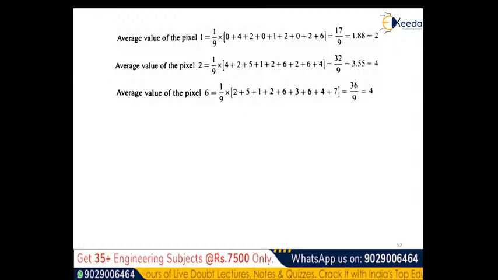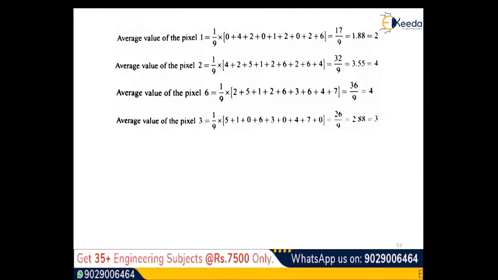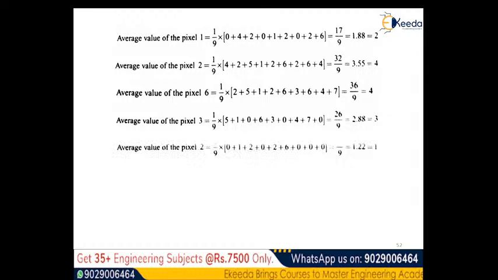The average value of the pixel represented by 6, the addition comes out to be 36 divided by 4. It comes exactly equal to 4. No need of rounding the value here. Then we have the average value of the pixel represented by 3. So it comes 26 divided by 9, which is equal to 2.88, rounded to the value 3 here.